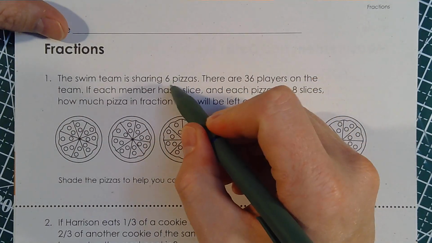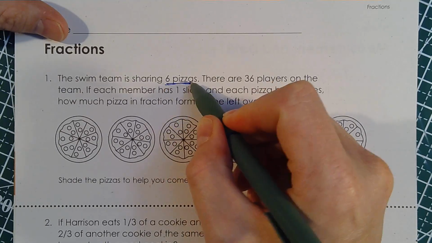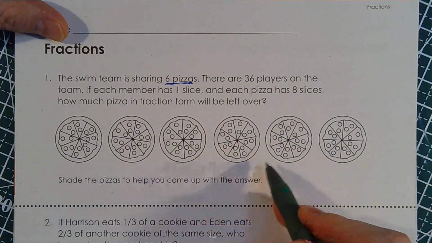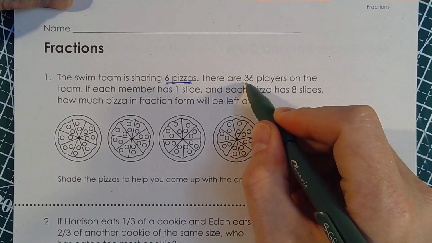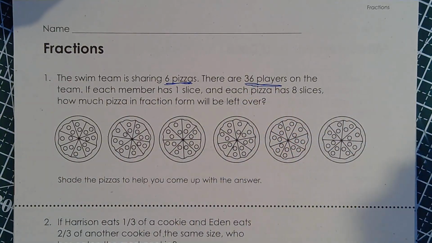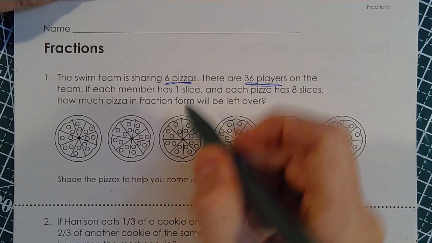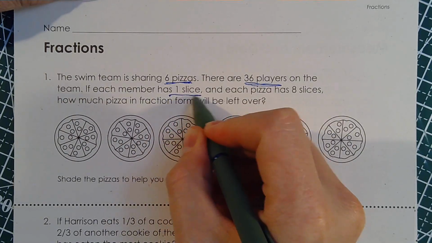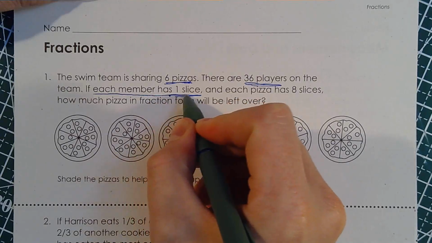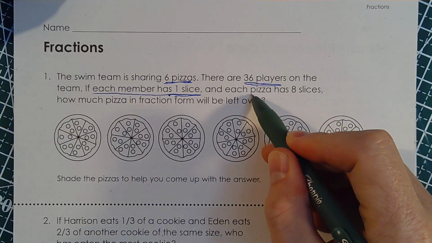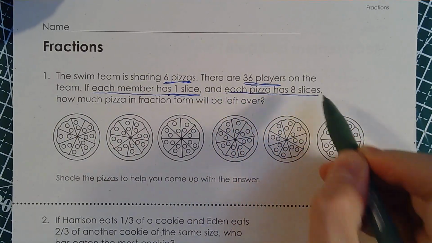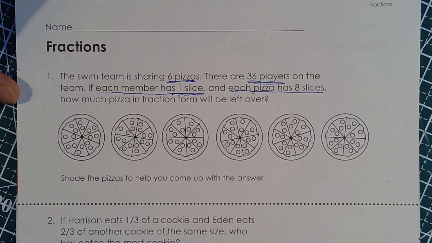First things first, we have 6 pizzas. And if you look at this and you counted the pizzas, you'd see that there are 6 pizzas. 36 players is another thing that we need to hold on to. And we need to wait because we're going to need that information, but not quite yet. Each member has 1 slice, and that's important too. And each pizza has 8 slices. So we've broken this down. We've got the different pieces of information.